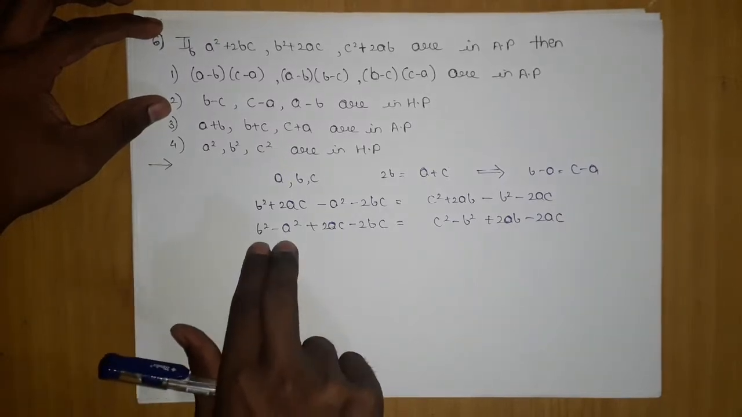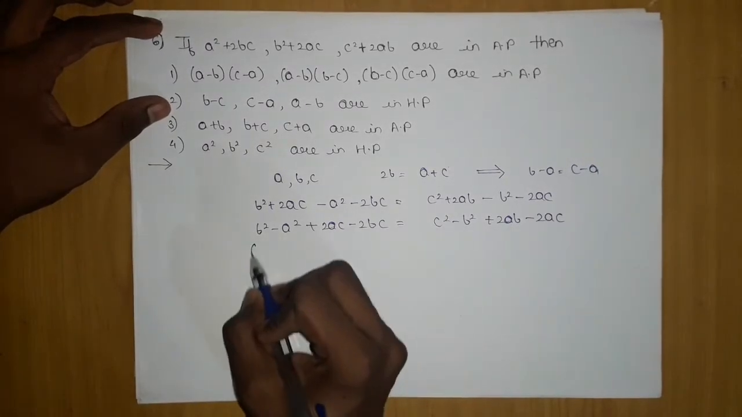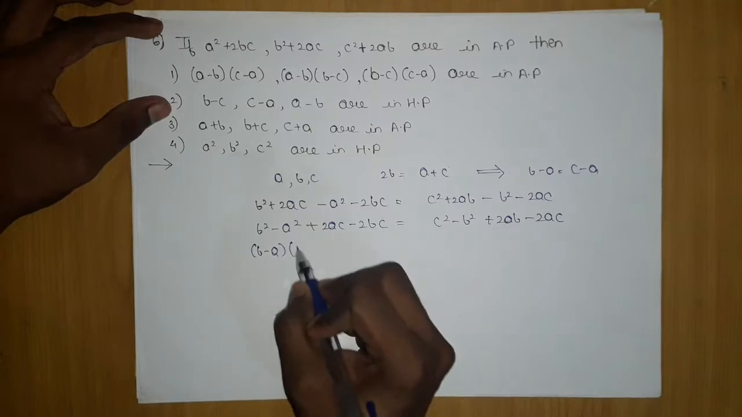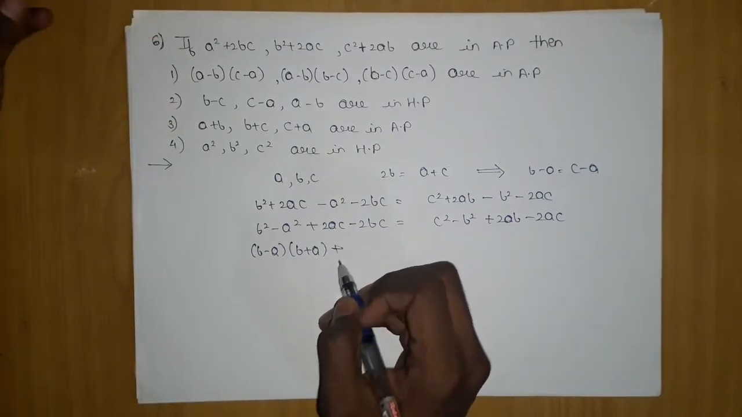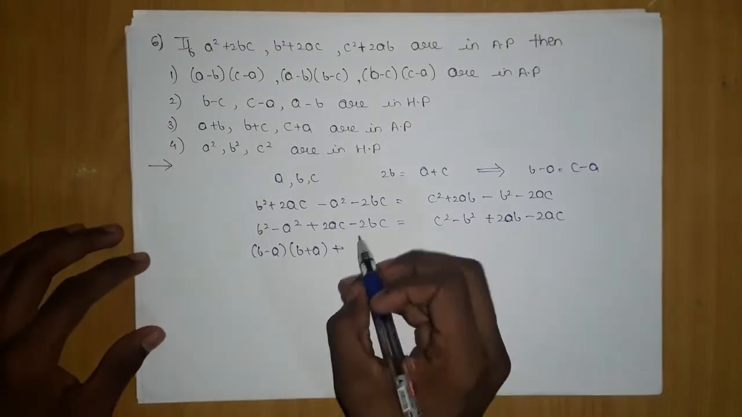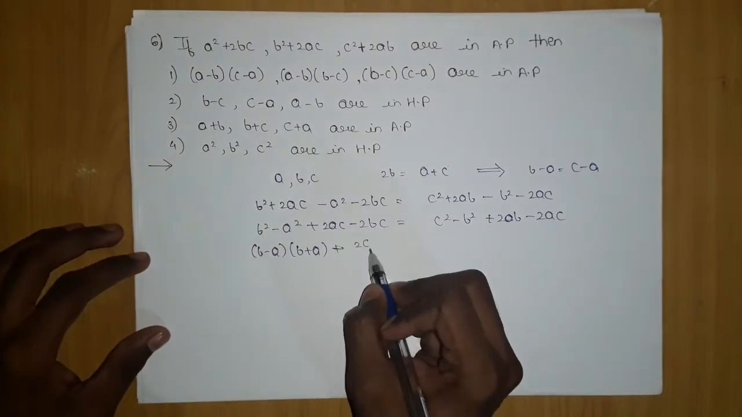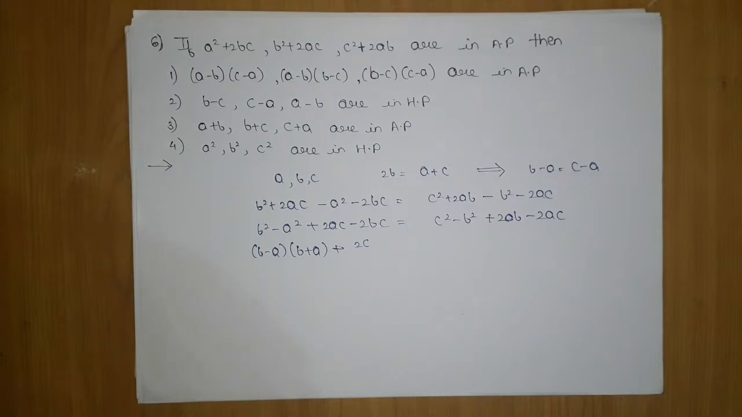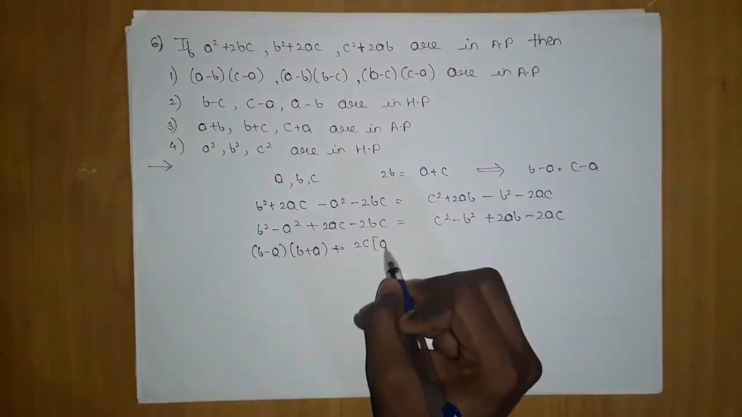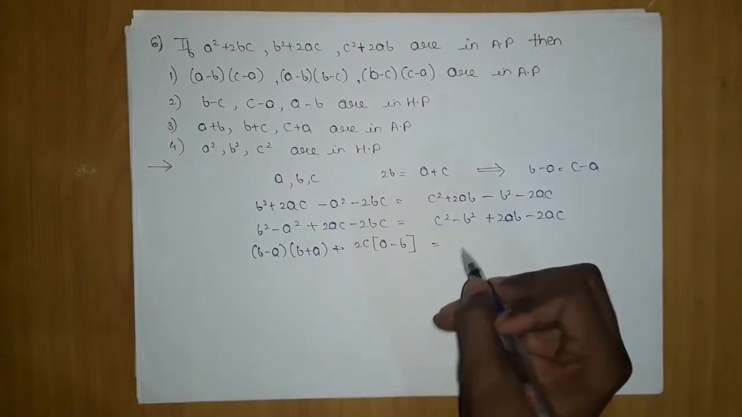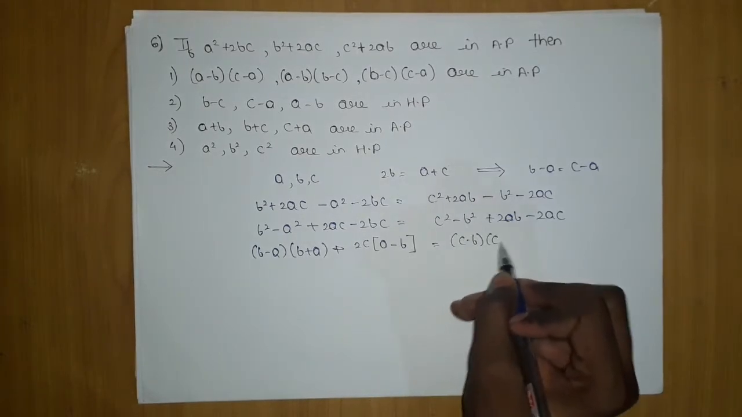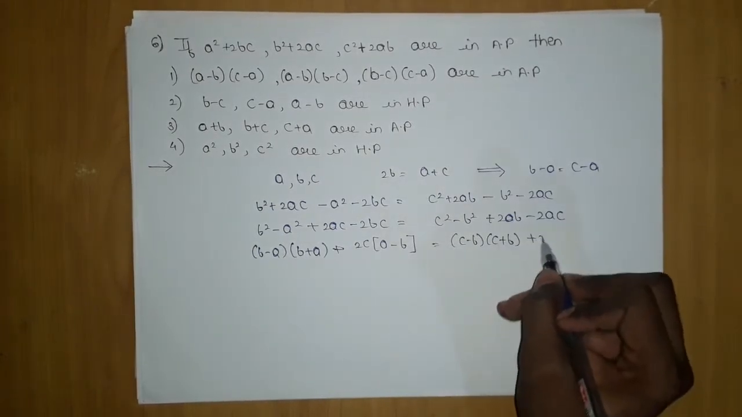Here we can apply a square minus b square. So we can see b minus a. Here, if we take 2c common, we are left with a minus b. And here, similarly, we will do c minus b and c plus b. And here we will take 2a common.